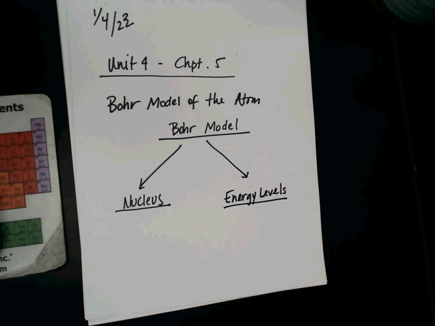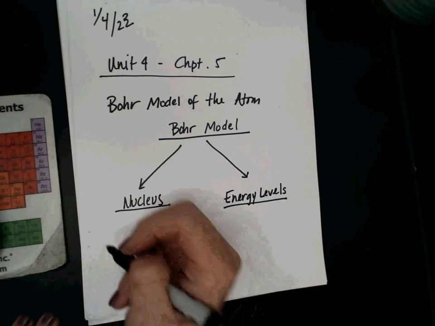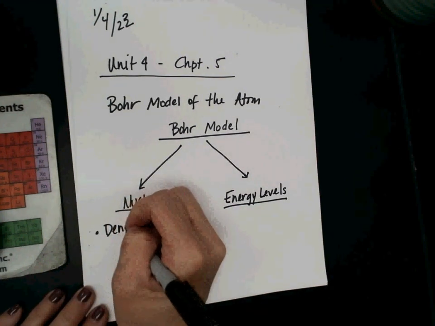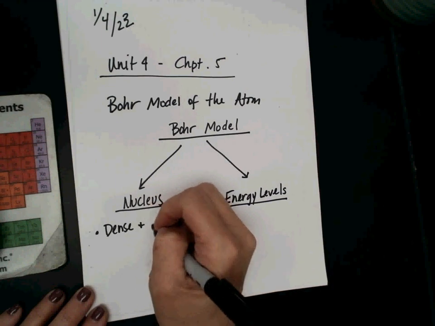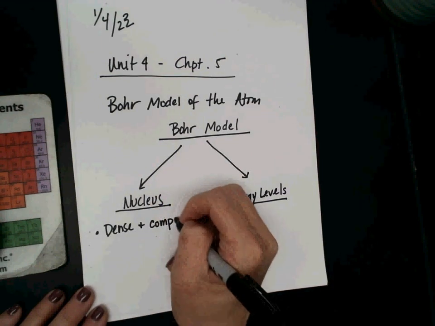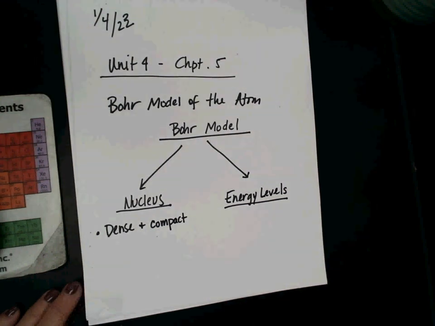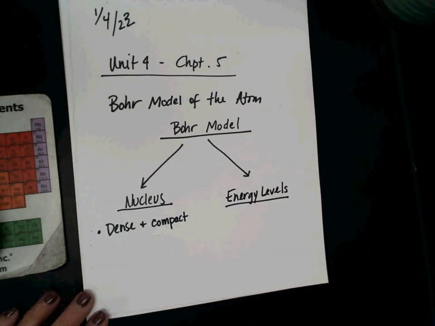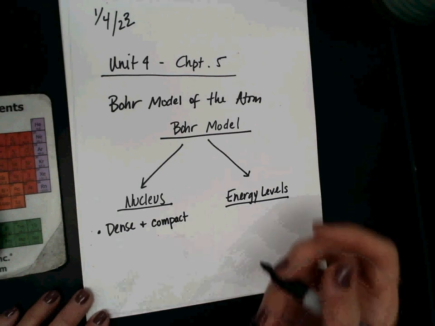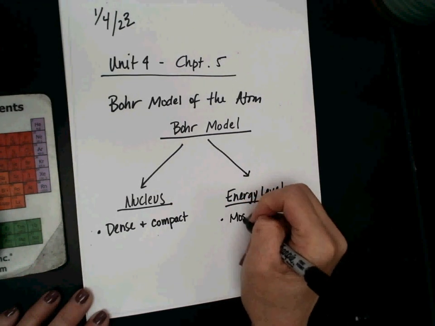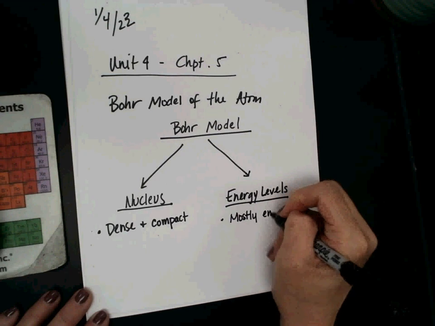Since it's been a while, let's review it a little bit. If I were to say to you, one of these is dense and small, one of them's a lot of empty space, could you tell me which was which? Jacqueline, what would you tell me? The nucleus is the dense. Okay. So this is dense and compact. If she tells me the nucleus is dense and compact, would y'all agree that the energy levels are a lot of empty space? So this I will say is mostly empty space.